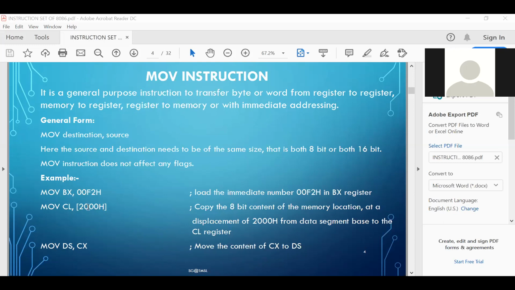Okay, and here move CL comma within third bracket, that is 2000H. What does it mean? That means it's a memory location. So within bracket, it always signifies that it's a memory location. In this memory location, there is data. Now each memory location can store maximum 8-bit of data. That 8-bit of data should be moved into CL register. Okay, so data which is stored inside this 2000 memory location will be moved into CL register.